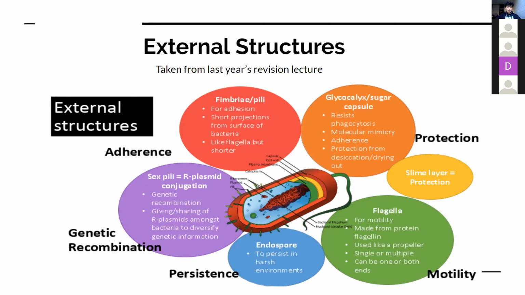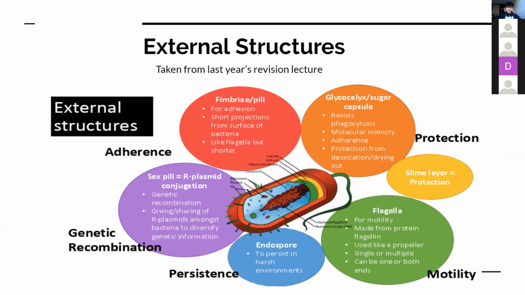And for more adherence, it has fimbriae or pili, which are basically short projections from the surface of the bacteria. They're kind of like flagella, and they're important in sticking to the mucus layers in your throat. So when you have a cough, often those upper respiratory bugs have fimbriae or pili on them in order to stick properly to the nasopharyngeal passage.